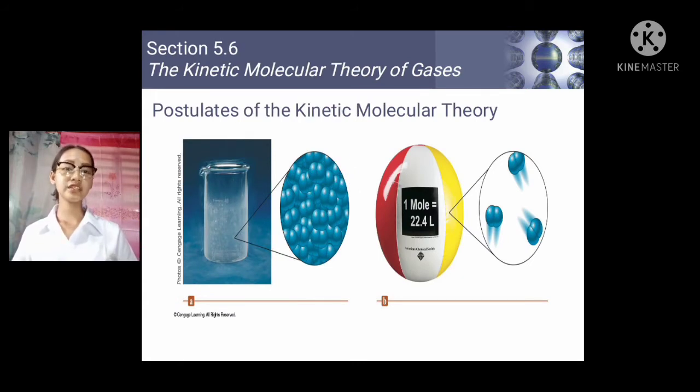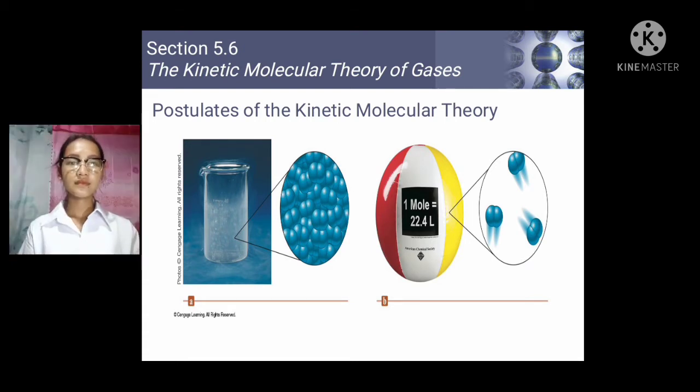So, the postulates of the kinetic molecular theory. What is a postulate? All matter consists of indivisible particles called atoms. Atoms of the same element are similar in shape and mass but differ from the atoms of other elements. Atoms cannot be created nor destroyed. As you can see in the picture, that is an example of the postulates of the kinetic molecular theory.